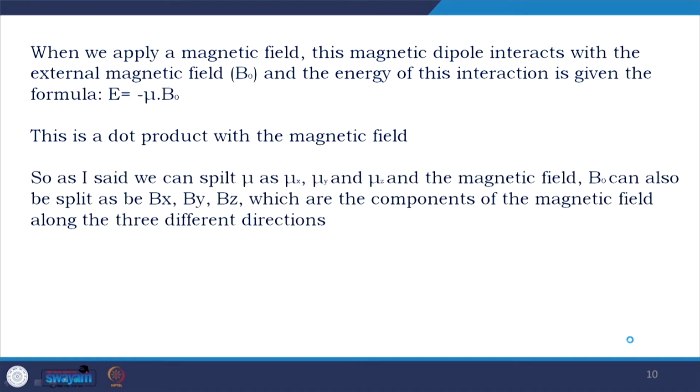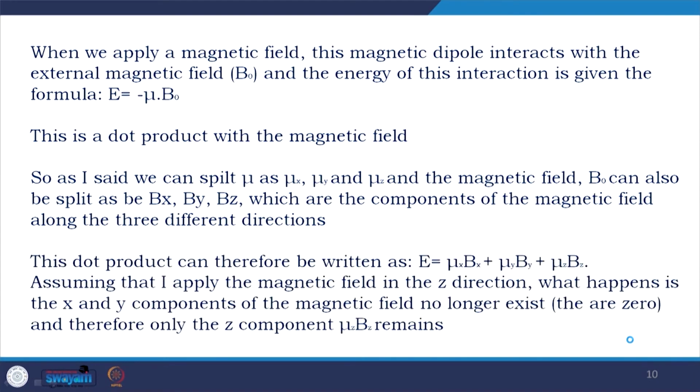So, as I said, we can split mu as mu x, mu y and mu z, and the magnetic field B0 can also be split as Bx, By, Bz, which are the components of the magnetic field along the 3 different directions. This dot product can therefore be written as E equal to mu x Bx plus mu y By plus mu z Bz. Assuming that we apply the magnetic field in the z direction, there would be no x and y components, because they are 0. So, because they are 0, the total contribution from them is 0.